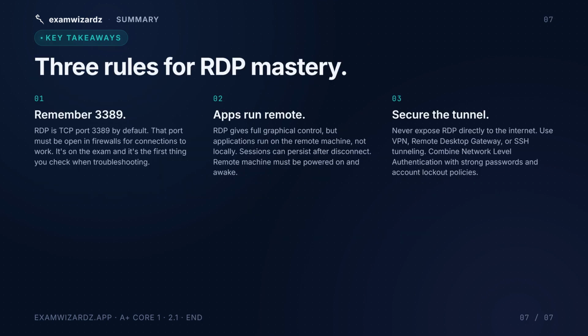So here are the 3 takeaways you need to lock in. First, RDP is TCP port 3389 by default, and that port must be open in firewalls for connections to work. If you remember nothing else, remember that number. It's on the exam, it's in the field, and it's the first thing you check when troubleshooting.